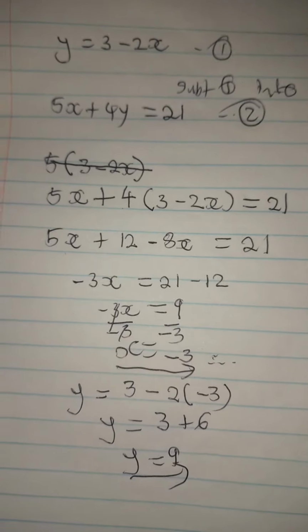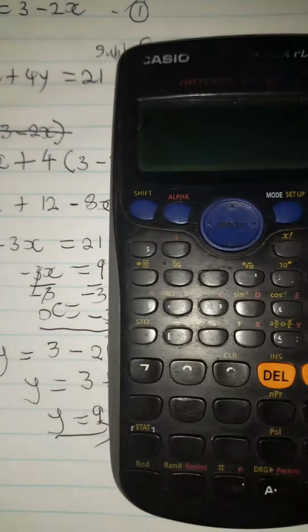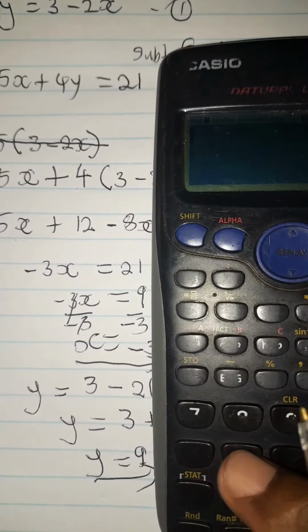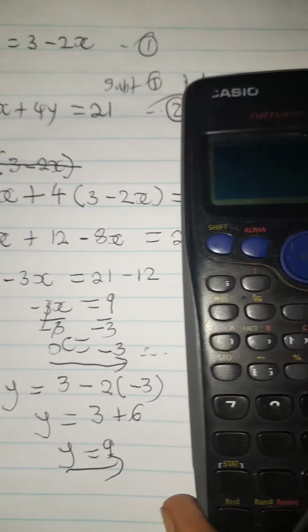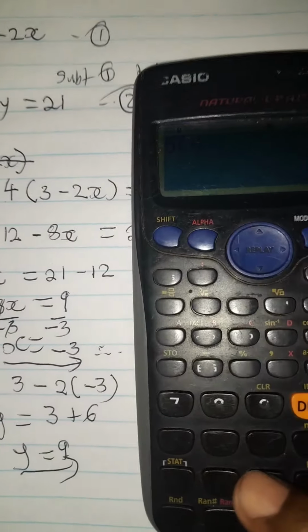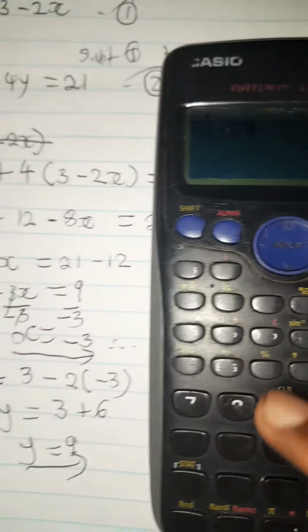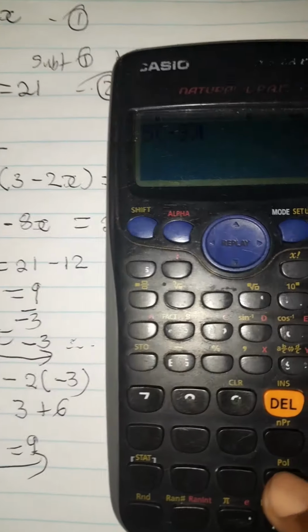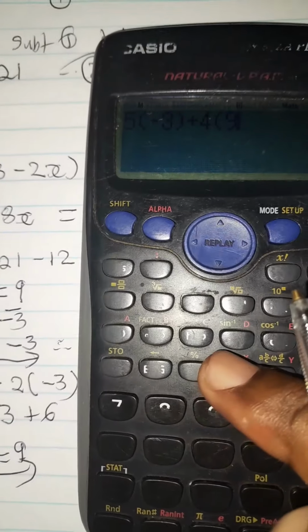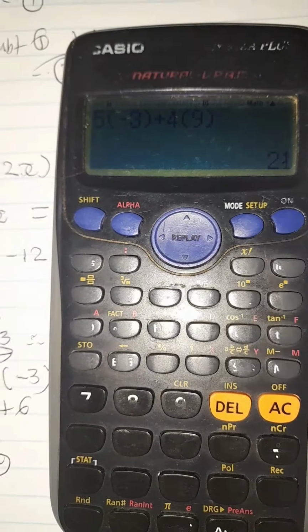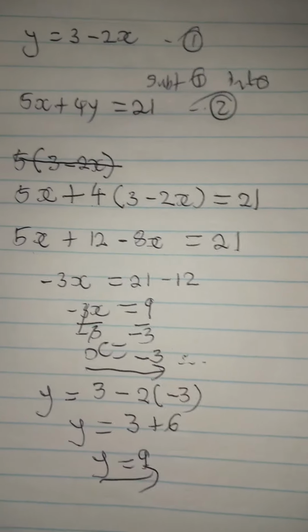But to make things easier, you can substitute. Let's use the second equation to see that we did well here. Where there is x, remember that your x was negative 3, plus, okay, where there is y, we shall put 9. Okay, that's 21. Definitely, that's 100%.